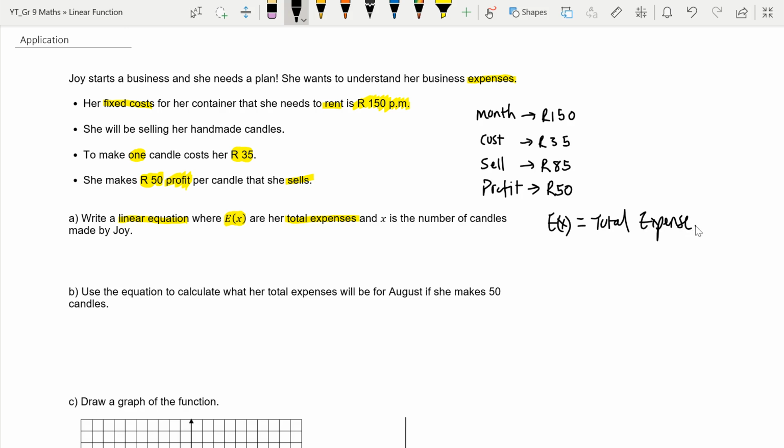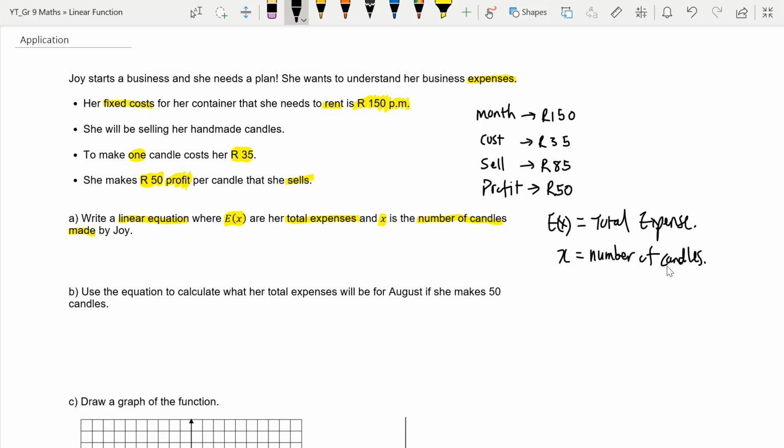So my output value is total expenses. And x is the number of candles that she makes. Okay, x number of candles. So think about it. If x is 2, she made 2 candles. If x is 3, she made 3 candles. If x is 10, she made 10 candles. It's as simple as that.